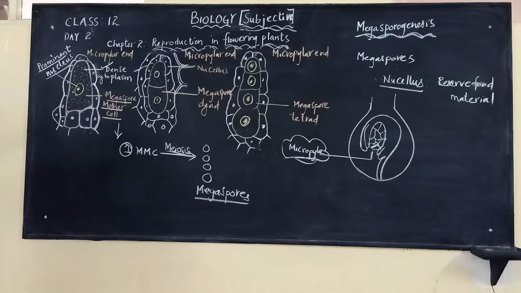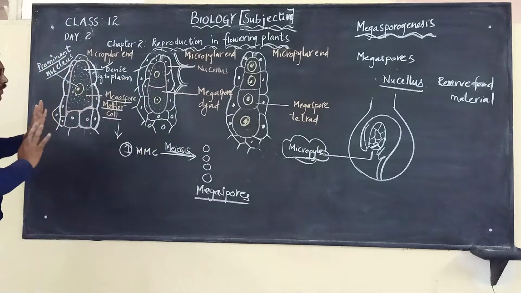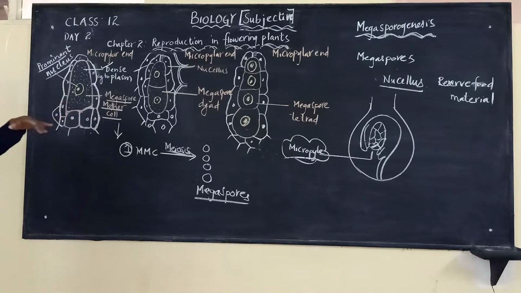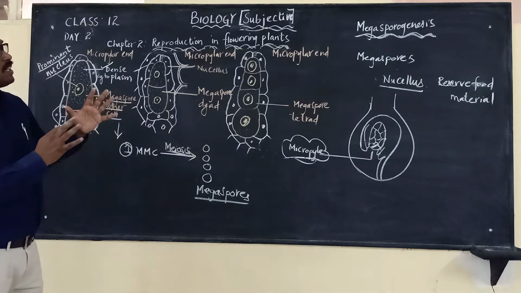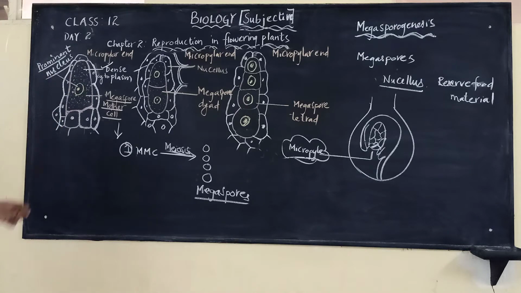This is what we have to remember when we talk about megasporogenesis. All these points are very important. Next, we are going to discuss in a detailed way how the embryo sac, or the female gametophyte, is formed.